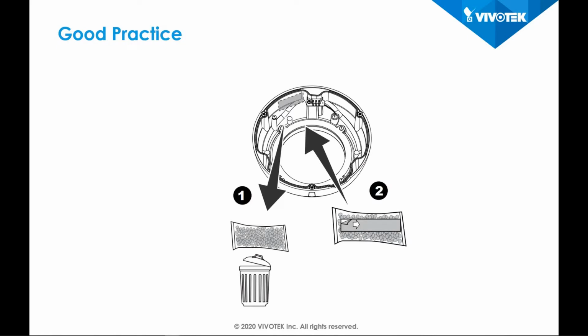When you're ready to close up the camera, before you close it up, take out and throw away the silica gel pack that is currently in the camera and replace it with one of the packs that comes in the tin foil packaging with your camera.